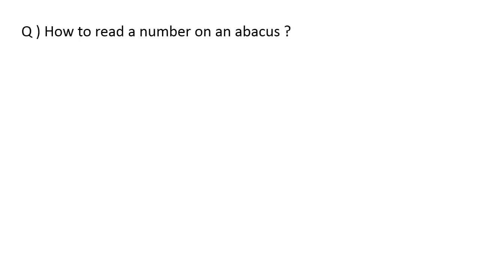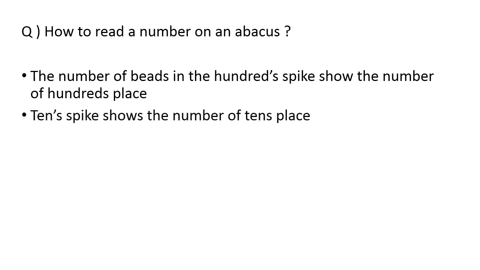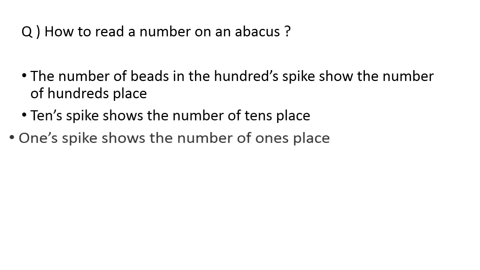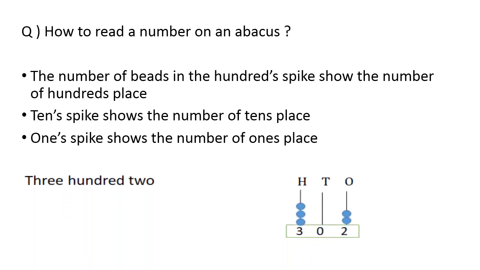Now our first question is how to read a number on an abacus. So beta, for it there are some rules. We have to follow those rules. So the first rule is the number of beads in the hundreds spike shows the number of hundreds place. Tens spike shows the number of tens place, and ones spike shows the number of ones place. Now we will see how.